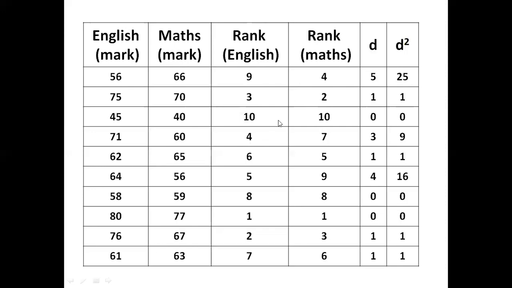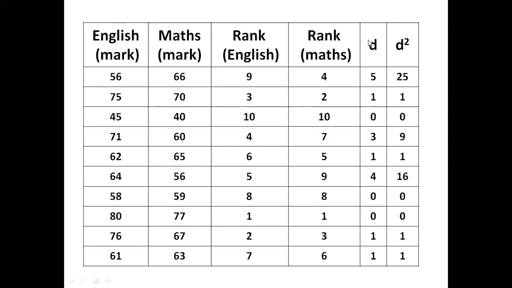If here we are getting, in case of 4 minus 7, minus 3 will come, or 9 minus 4 plus 5 will come. Not in that manner we calculate. We will simply mark the difference in the ranks only. We will not consider the sign. So here 9 minus 4 equals 5, 3 minus 2 equals 1. Similarly, both the ranks are 10, so we have given 0. In that manner we have found the difference between the rank of English subject as well as the rank of math subject. So this is the value of D.